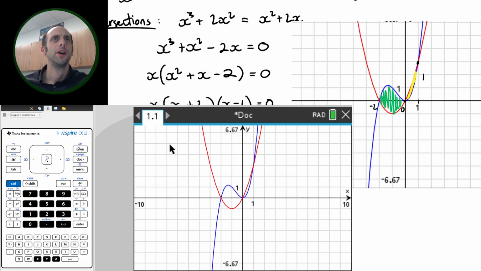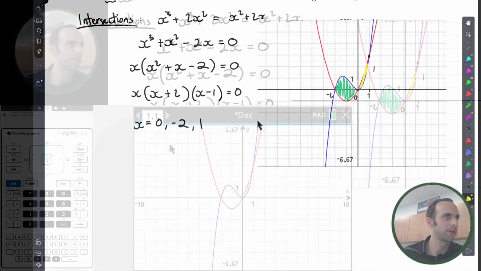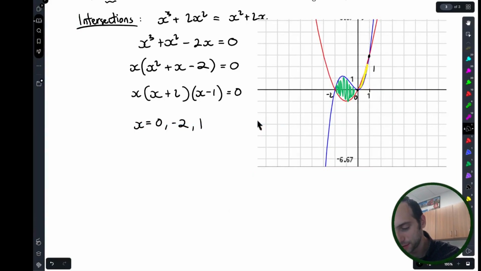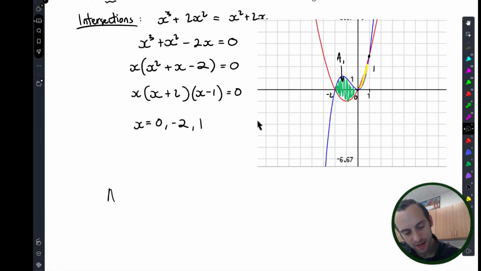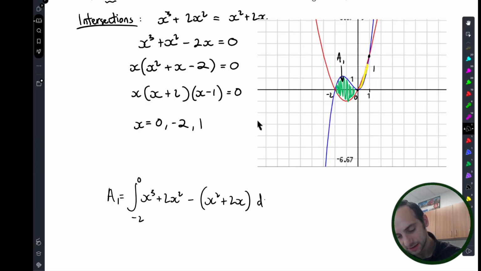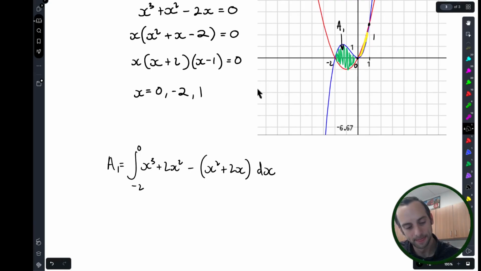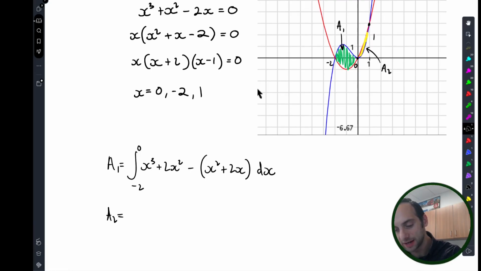So the integral we need for the green area, let's get ourselves a little workspace. The integral for the green area, we'll call that A1. A1 will be the integral from -2 to 0. Our top function would be the cubic, so that's x cubed plus 2x squared minus our parabola, x squared plus 2x, dx. Our second integral we'll call A2, that's the little yellow area.